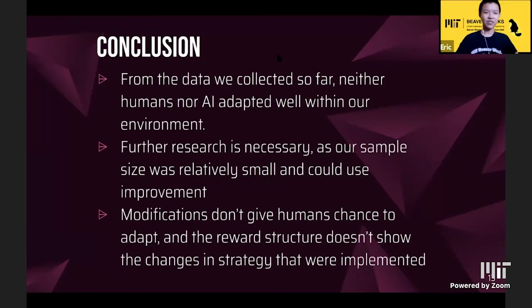So our conclusion is that with the data that we collected so far, there's no statistical evidence that either humans or AI evolved within our environment. However, this might be a bit biased because our environment might not let humans and the machine adapt and show a point result, because we did see them start to squish the first pedestrian for both humans and the agent, but it was not accurately reflected within the points.